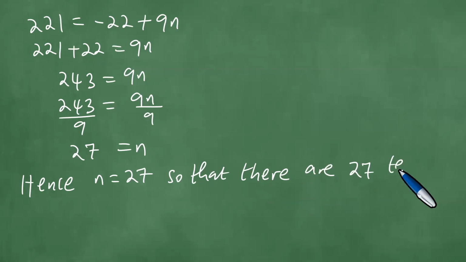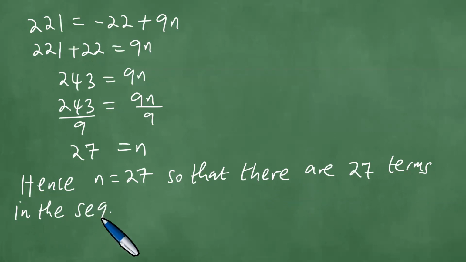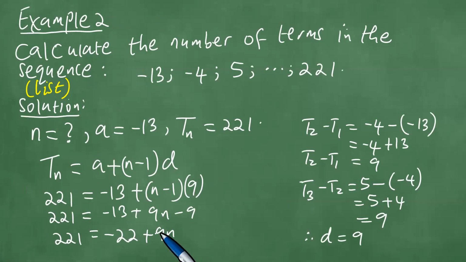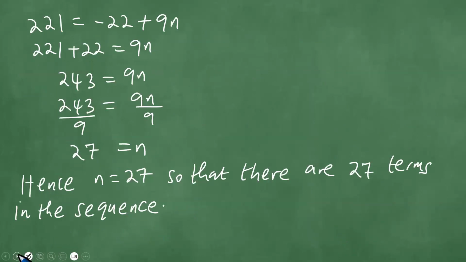There are 27 terms in the sequence. So if we start with minus 13, then minus 4, then 5, and so on until 221, the total number of terms will therefore be 27 terms in the sequence.